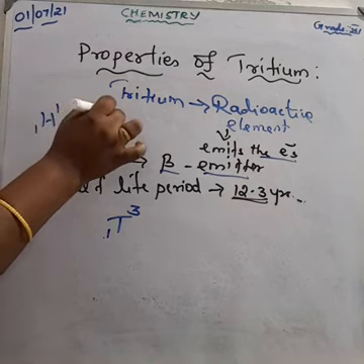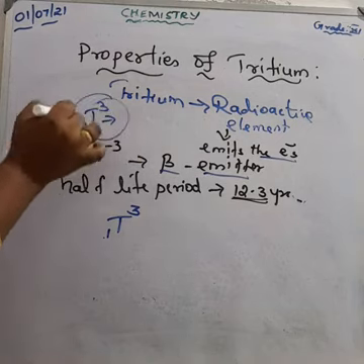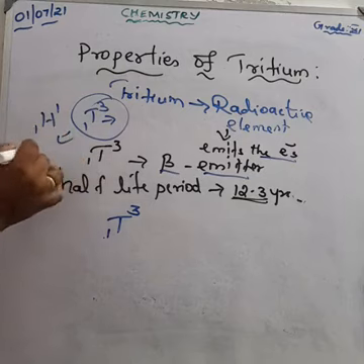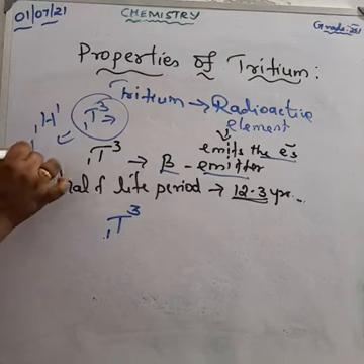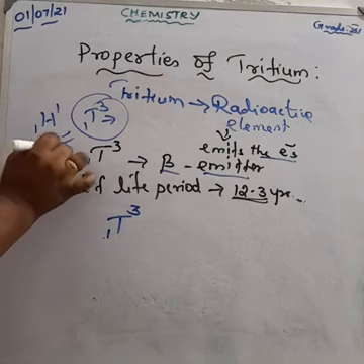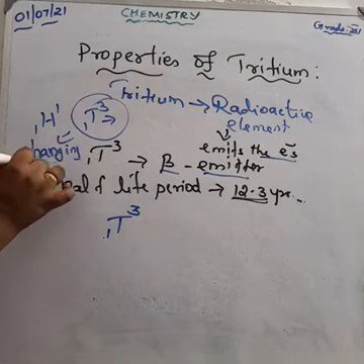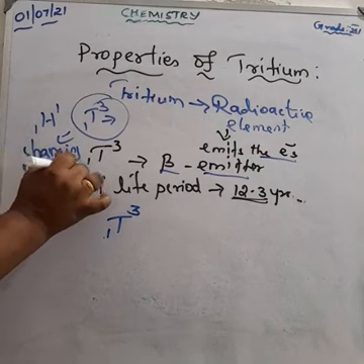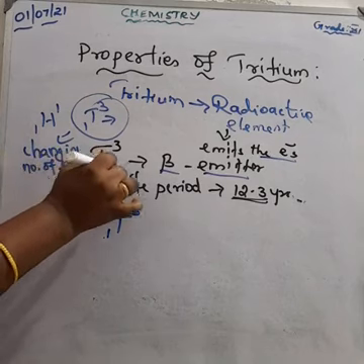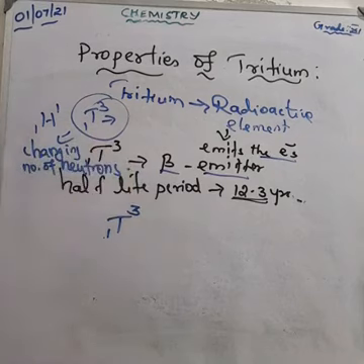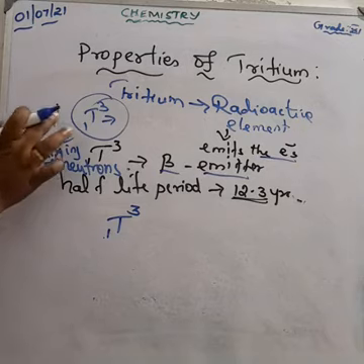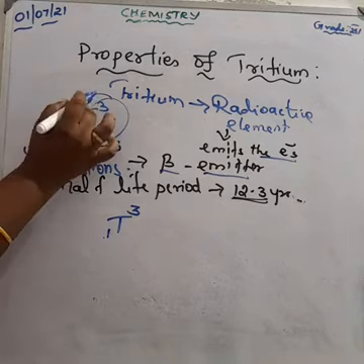Okay, isotope, how will you form the isotope? An isotope forms by changing the number of neutrons. The number of protons and the number of electrons do not change, but the number of neutrons changes. So it forms the isotopes. So when comparing with hydrogen, the tritium atom has 2 extra neutrons.